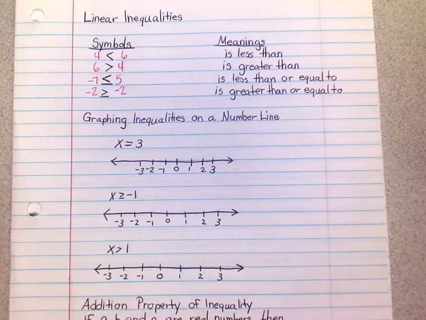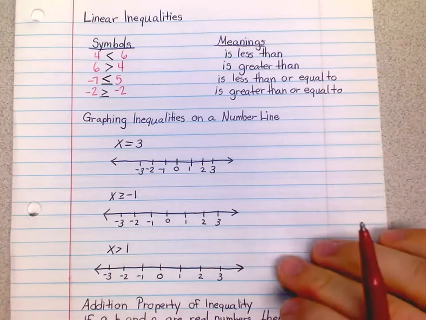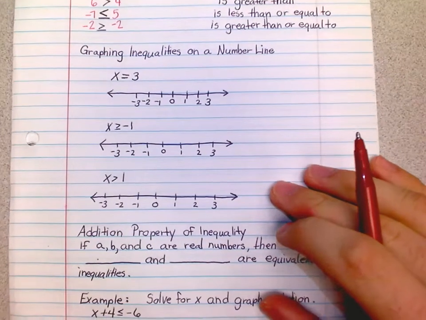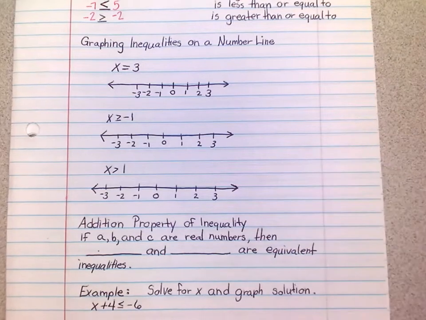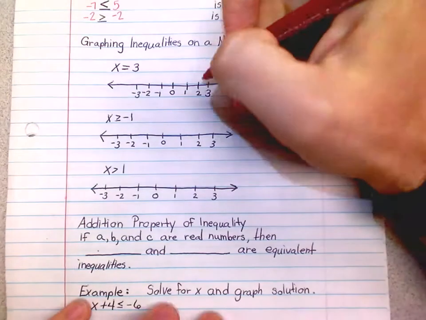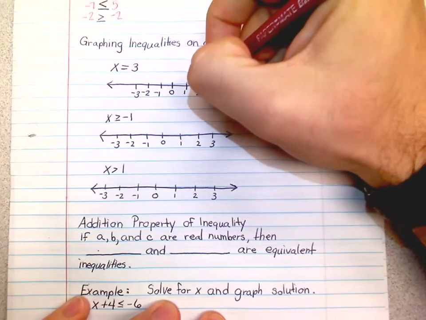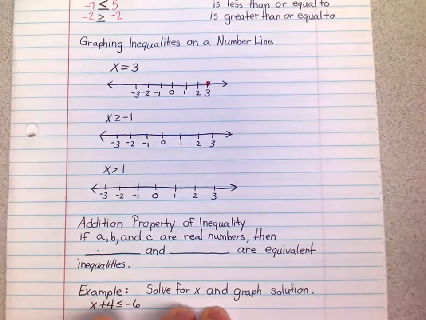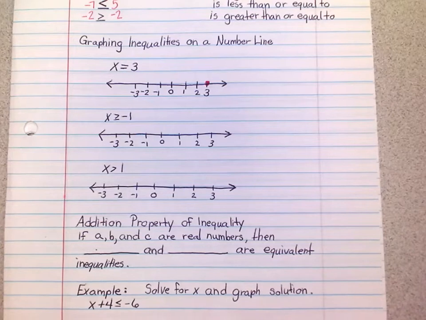Let's take what we've just learned and graph on a number line. Okay, so let's just start off with what we've been used to. X equals 3. Well, for that, you just want to put a solid dot on 3. That's kind of boring starting off. But since we're starting off, it's good to get our basics in. But now let's expand what we know.